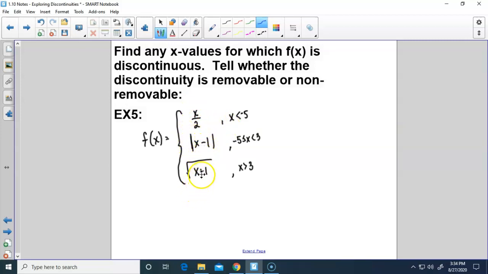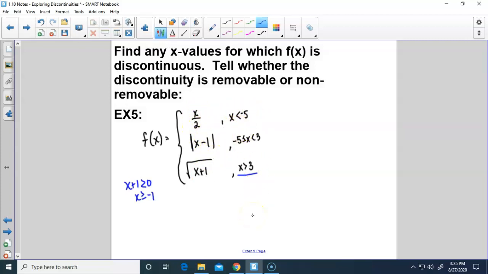You've got absolute value of x minus 1, which is that V shape. It's always continuous. You do have the square root of x plus 1. So underneath that square root, we know x plus 1 has to be greater than or equal to 0. That just means x has to be greater than or equal to negative 1. But if you look at your restrictions over here, we're only looking at this function for x greater than 3. So we should not have any discontinuities for this either. So each piece of the piecewise function is continuous for its interval. But what we're concerned with is whether or not we are going to see these two pieces line up.